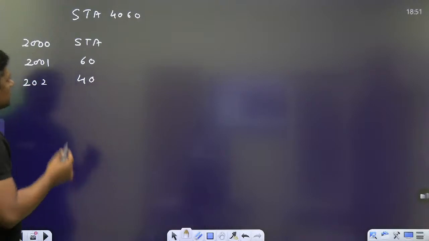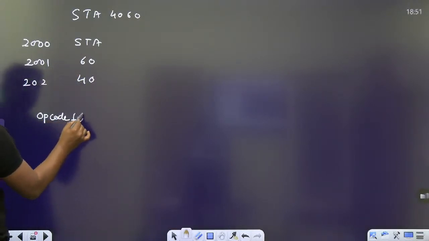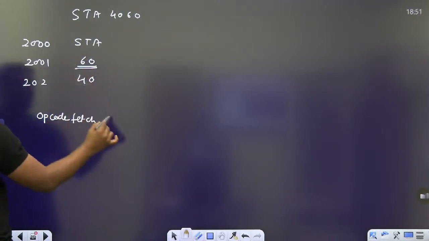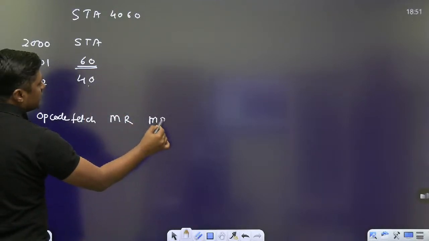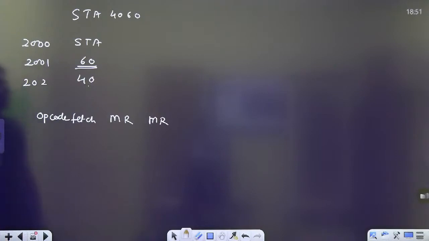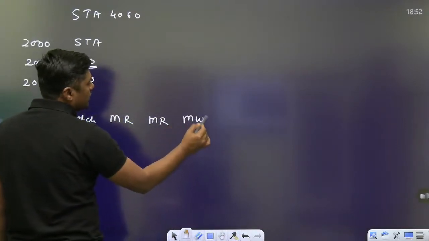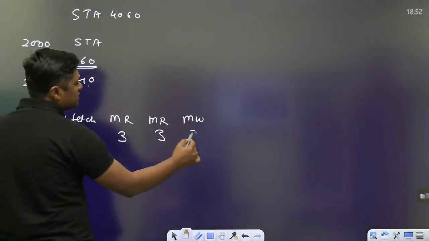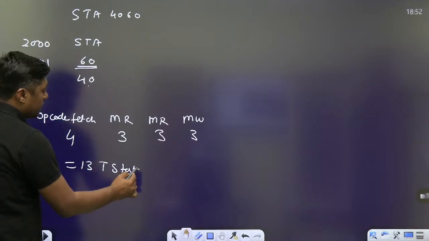But what about the function? First is opcode fetch. Then read the lower order address, that is a memory read. Read the higher order address, memory read. And finally, store the data of the accumulator to memory, and that is called memory write. The fourth cycle is memory write. For opcode fetch, 4 T states are required, then 3, 3, 3, total 13 T states required.